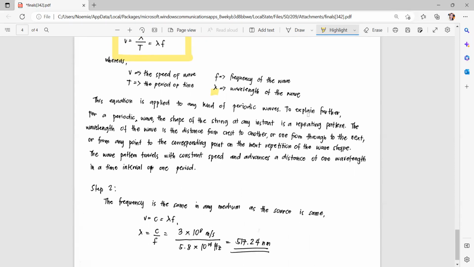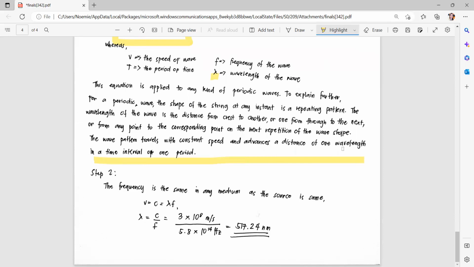To explain further, for a periodic wave, the shape of the string at any instant is a repeating pattern. The wavelength of the wave is the distance from one crest to another, or from one trough to the next, or from any point to the corresponding point on the next repetition of the wave shape. The wave pattern travels with constant speed and advances a distance of one wavelength in a time interval of one period. I researched this theorem, so it can be applied to this problem.